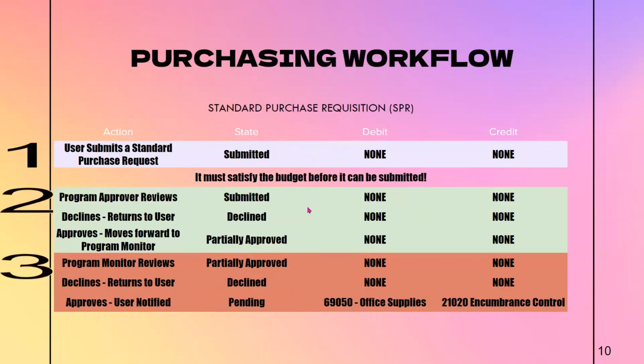And that's what this workflow looks like in a table. The user submits, the state goes to submitted whenever we create and submit one. No effect on our general ledger, so there's no debits or credits. Program approver reviews. Before they make a decision, it's going to say submitted. If they decline, the state of that request goes to declined. The user's notified and they can make the adjustments and resubmit it if they need to.